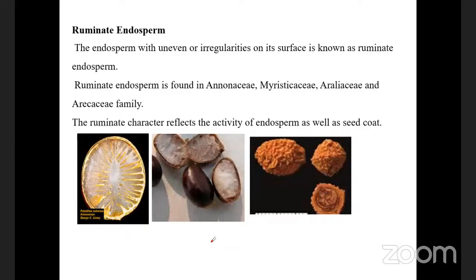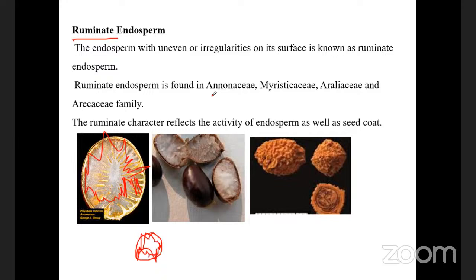And the fourth one is the ruminate endosperm. What type is it? Ruminate endosperm. That means irregular, uneven surface. Irregular and uneven-shaped surface, not smooth. Folded. If the endosperm is folded inside irregularly, in an uneven shape, that type of endosperm is called ruminate endosperm.